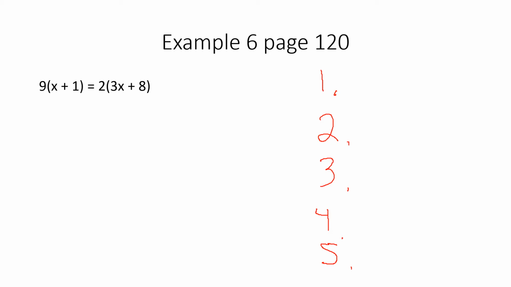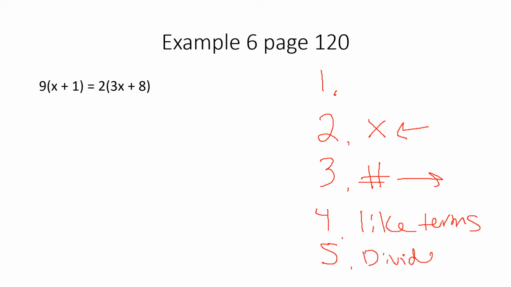Remember, we were moving all of our x's to the left. We were moving all of our numbers to the right. Then we were working with our like terms. Oops, that says terms. My pen kind of went wonky. And the last step is either to multiply or divide. At this point, we're pretty much only dividing. The new step here that we're going to add in is distributive property.